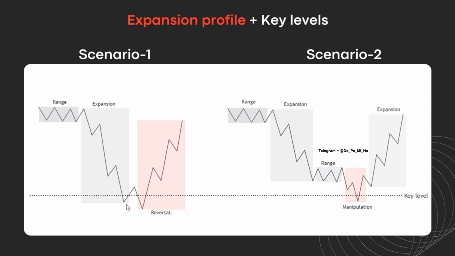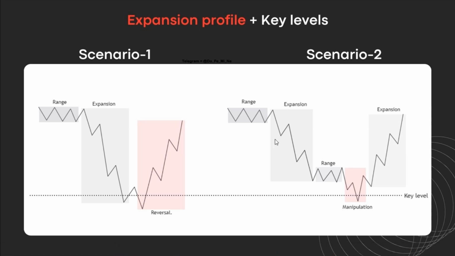Now the second scenario is when the expansion profile ends before it tests a key level. We're not going to expect a reversal profile straight away, because a key level hasn't yet been tested. So in this case, we're going to expect either a retracement profile or a ranging profile. Say we got a ranging profile, then we go back again to the first combination of ranging profile and key levels.